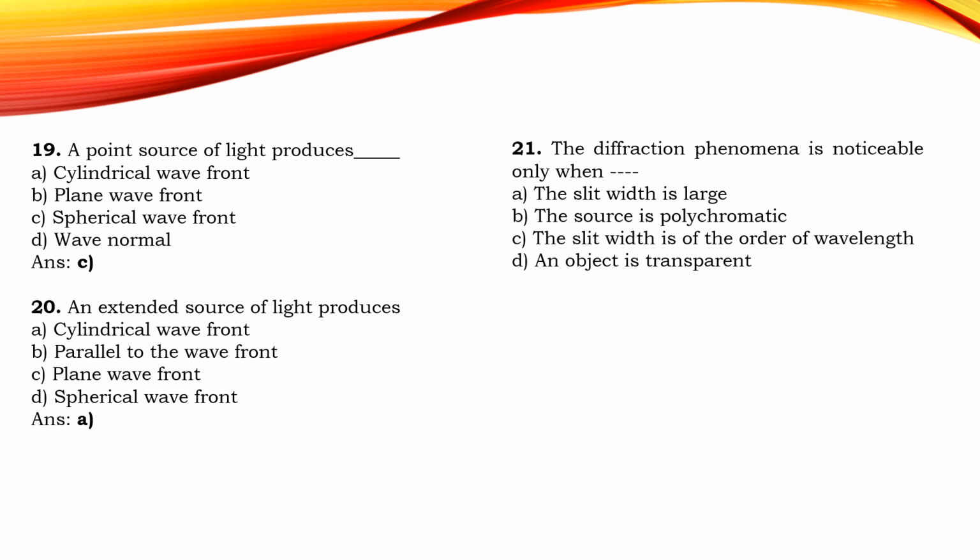Next is the diffraction phenomenon is noticeable only when. Options are the slit width is large, the source is polychromatic, the slit width is of the order of wavelength, and object is transparent. And the right answer is option C, the slit width is of the order of wavelength.